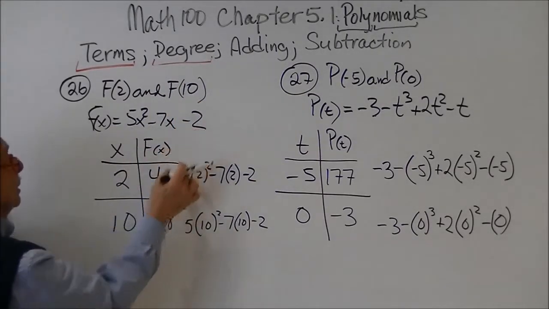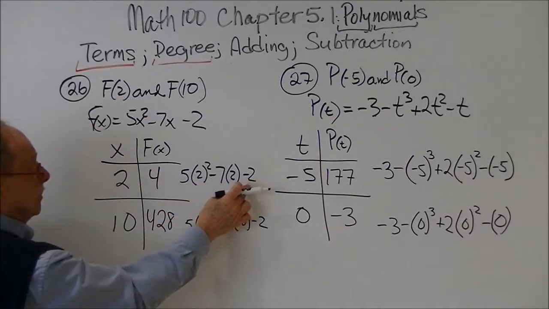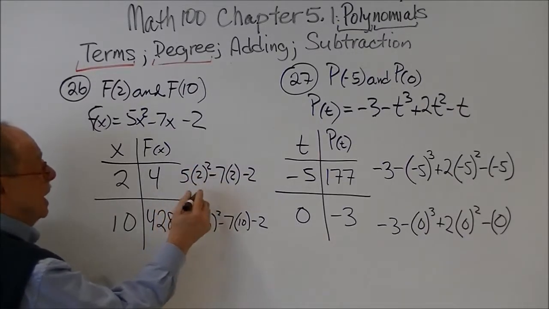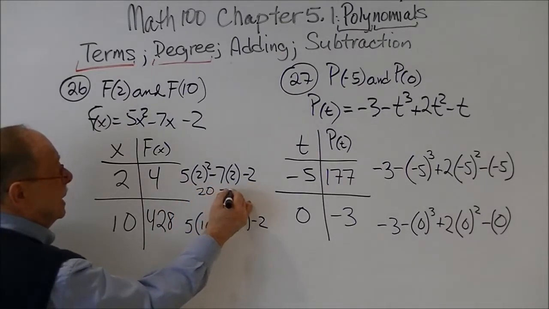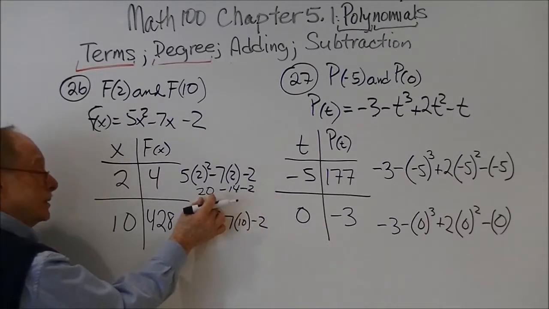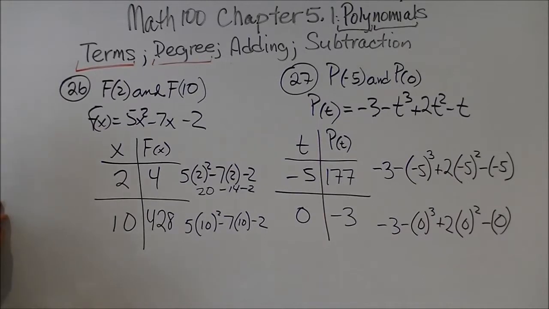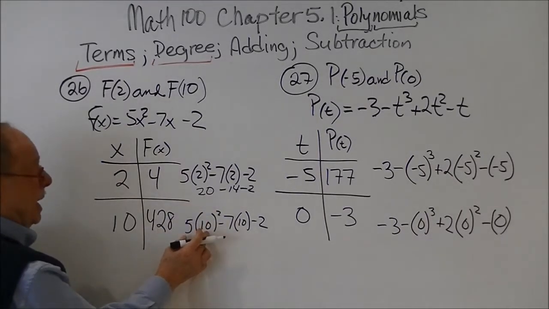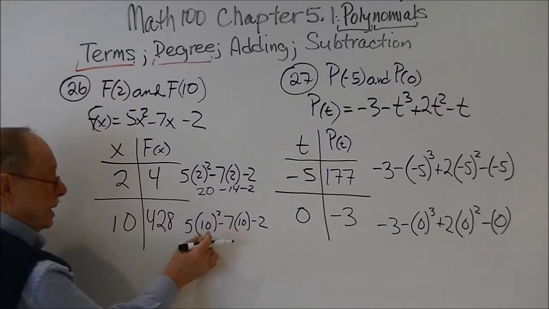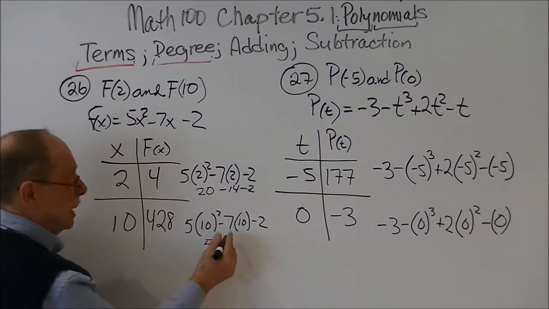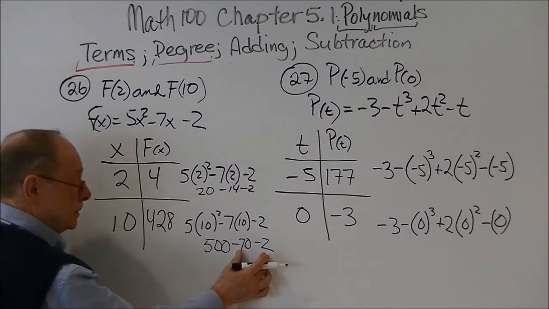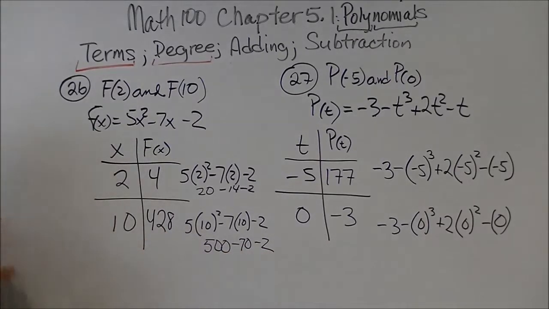And then into this trinomial, we're going to substitute our 2, which is what I've done. Now, 2 squared is 4, so this is going to be 4 times 5 is 20. And this is going to be a negative 14 and a negative 2, which adds up to a negative 16, plus 20 gives me a 4. Now for the second one, we have where x is 10 in parentheses. As we square the 10, this gives us 100. Times 5 is 500. Minus 70 minus 2. So this is a negative 72 from 500, leaves me with 428.